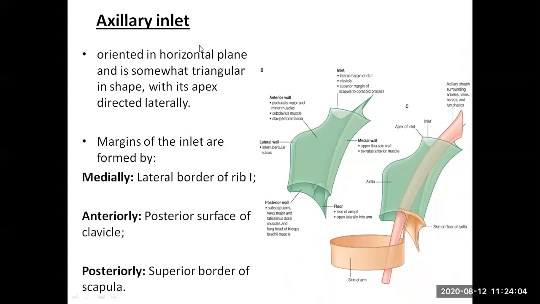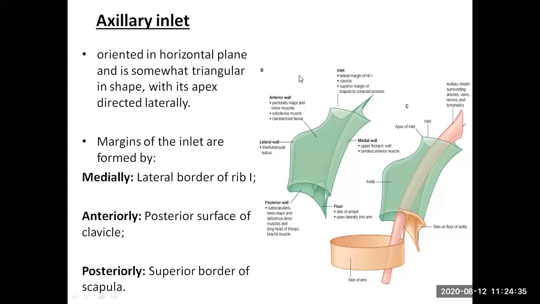It is also called the cervicoaxillary canal because the cervical region and the axillary region communicate through this inlet. If you see the orientation of the plane of the inlet, it is horizontal.